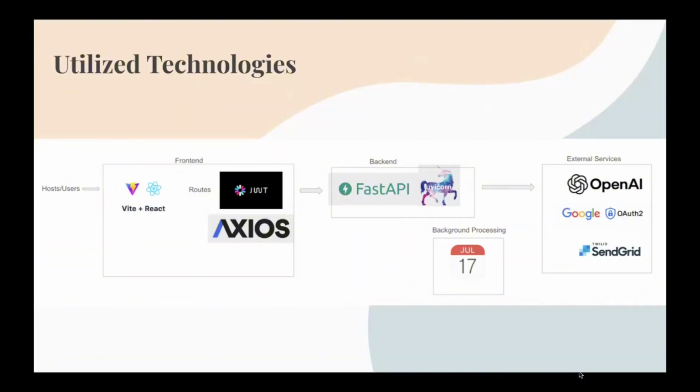The user interacts with the React front end. The front end sends authenticated requests to the FastAPI. The API executes business logic and returns a result or triggers the background jobs, and those jobs connect with services like OpenAI or SendGrid when needed.